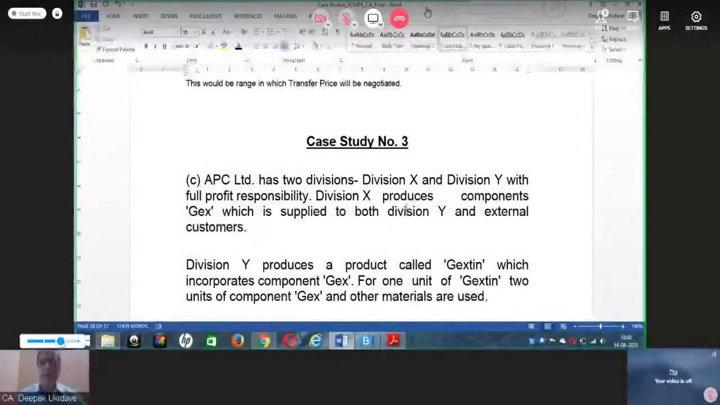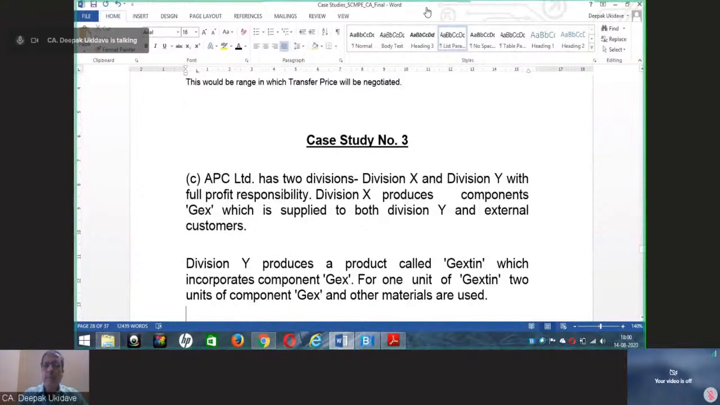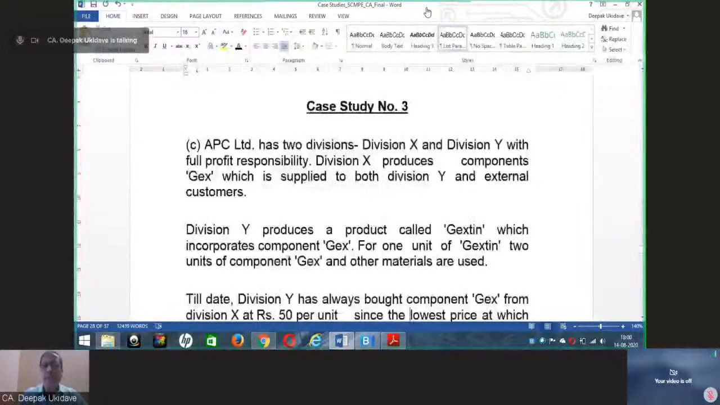Okay. Good evening, students. We started in the last class with the topic transfer pricing. We understood in that topic various methods of charging transfer price by one division to the other. What are the objectives of transfer price? That also we understood.